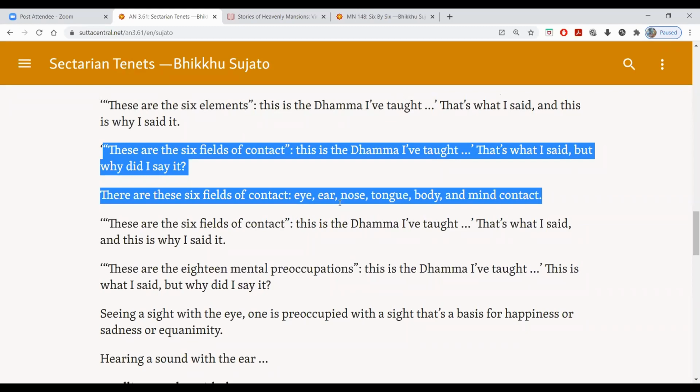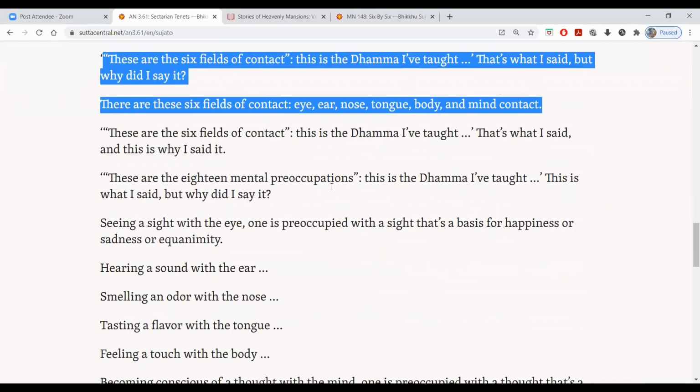Okay, before we go into the 18 mental preoccupations, do you have any questions about contact? Is that clear? So I think that's a very straightforward explanation from the Buddha about contact. I can probably come up with a question, Bhante. Okay, you're welcome to ask questions.